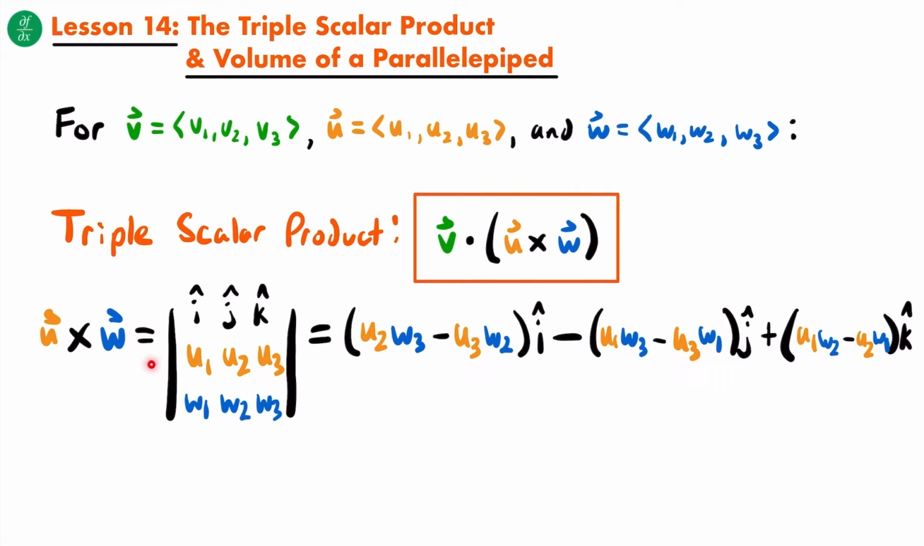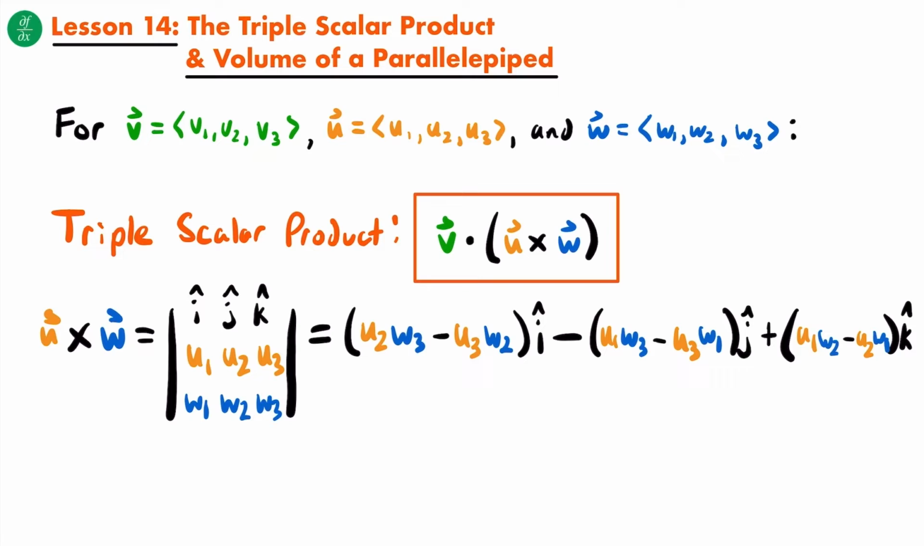If this process seemed foreign, if you've never seen that before, or it was a little confusing, I would encourage you to go back and watch my lesson on the cross product, and that should clear things up. But this is our cross product vector, vector u cross vector w, right here in our triple scalar product. To calculate the triple scalar product, we then take the dot product of this vector with vector v.